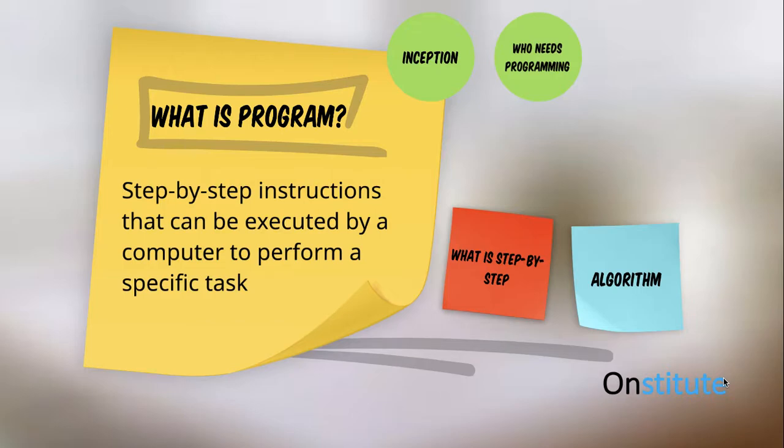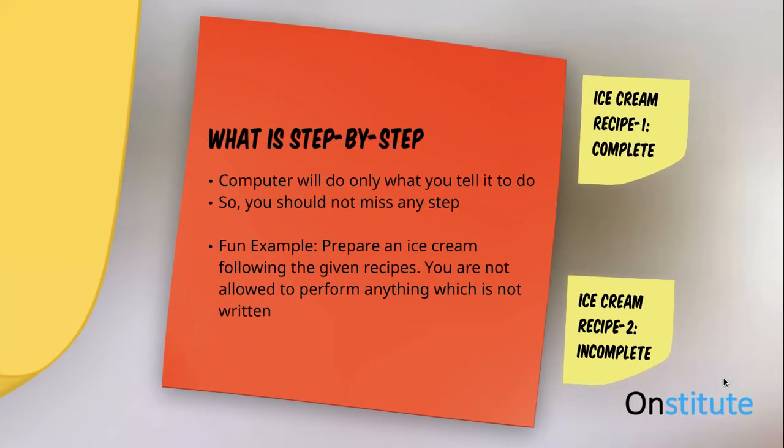So what is programming? Programming is step-by-step instructions that can be executed by a computer to perform a specific task. So what is the meaning of step-by-step? What am I trying to say? A fun example can clarify the concept. The fun example is making an ice cream recipe.